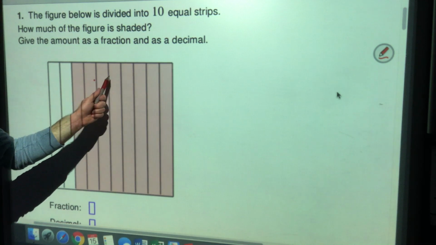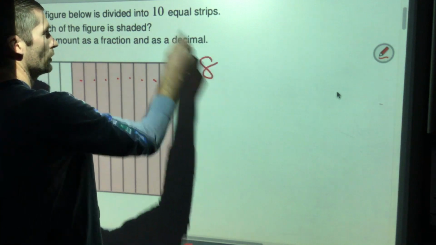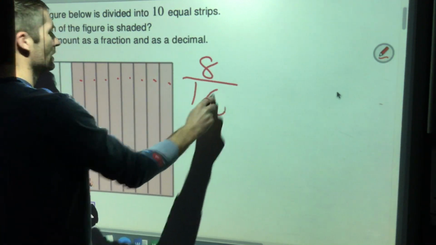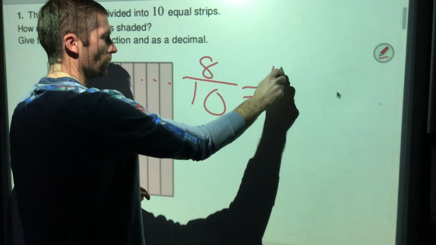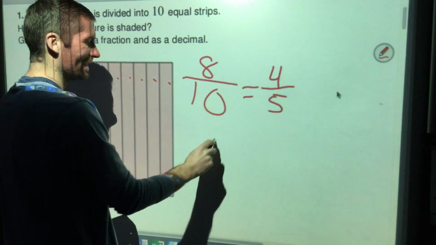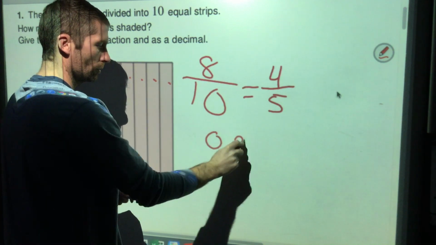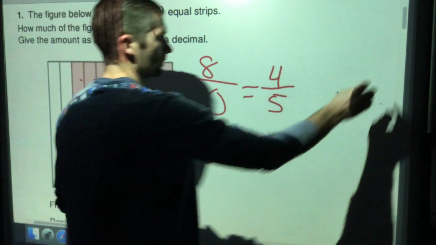There's 1, 2, 3, 4, 5, 6, 7, 8 of them shaded out of 10, so 8/10 is the fraction. We could simplify that to 4/5 by dividing by 2, divide by 2. 8/10 can be written simply as 0.8. 8 is in the tenths place.